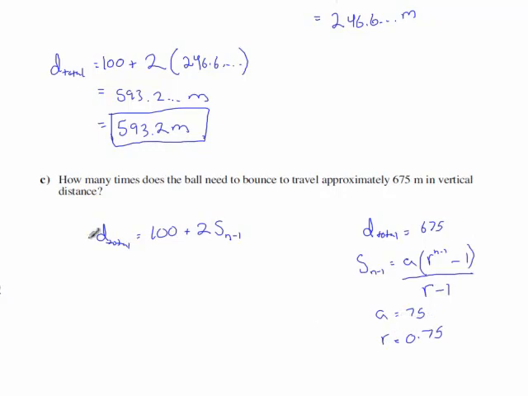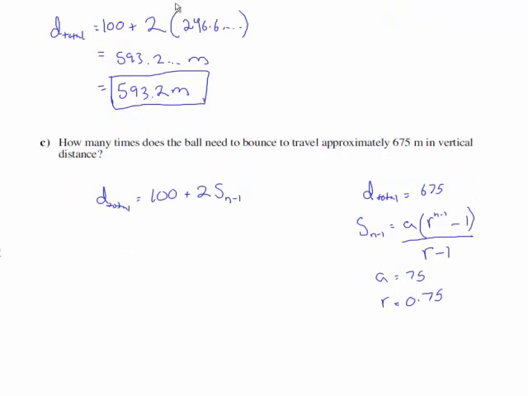Okay, so now you can write out the equation long form. So you'll get 675, your d total, equals 100 plus 2 times our a, which is 75, times r, 0.75 to the n minus 1, divided by 0.75 minus 1.